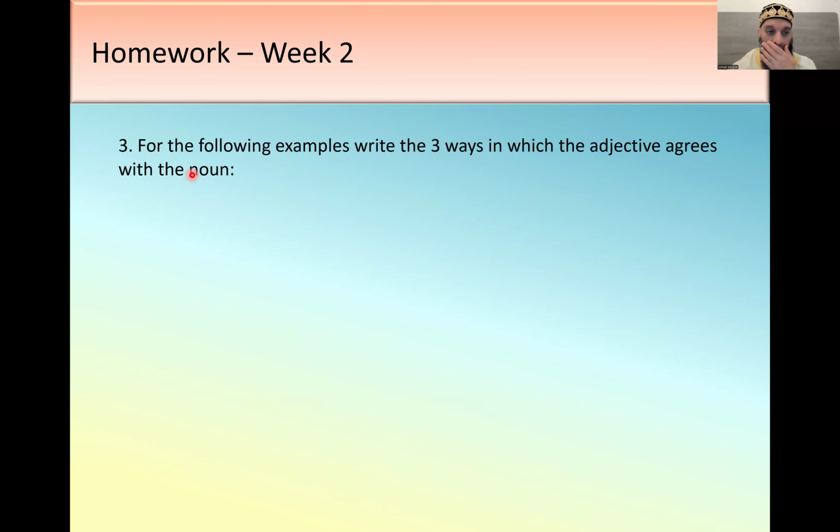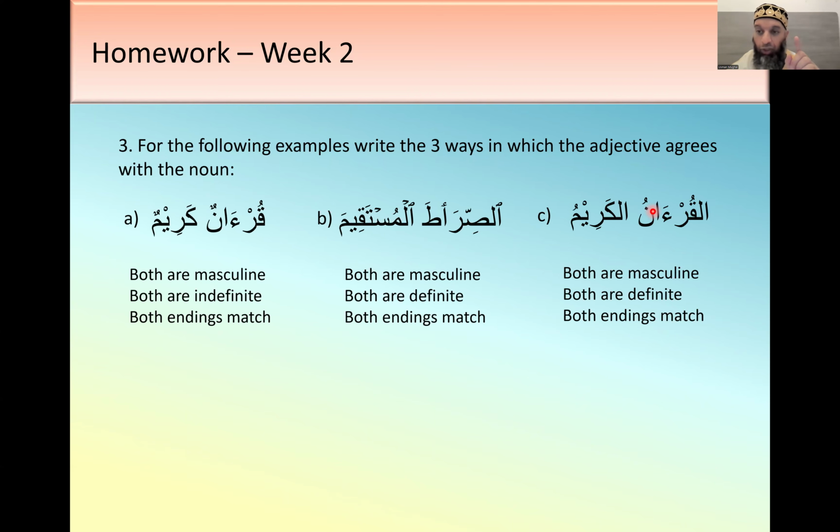Next one is, for the following examples, write the 3 ways in which the adjective agrees with the noun. So remember, we mentioned last week that the adjective comes after the noun in Arabic. So you wouldn't say a big house like you would in English. In Arabic, you will say a house big. You mention the item and then its description afterwards. A few languages, think French, Italian, I think even Russian, have that.